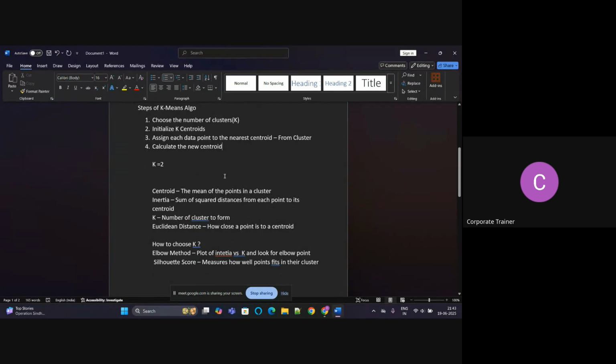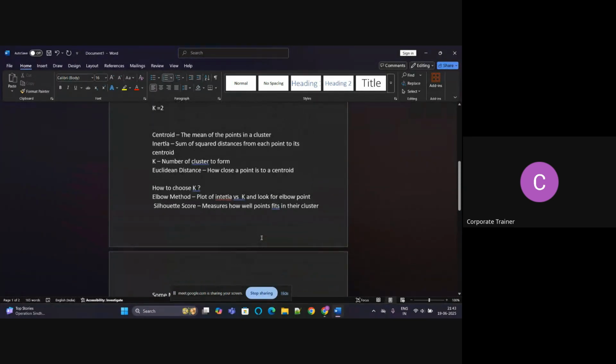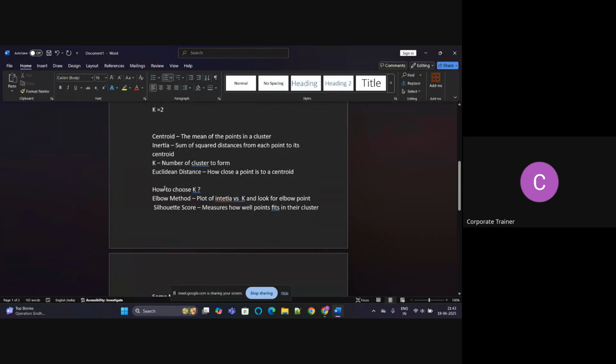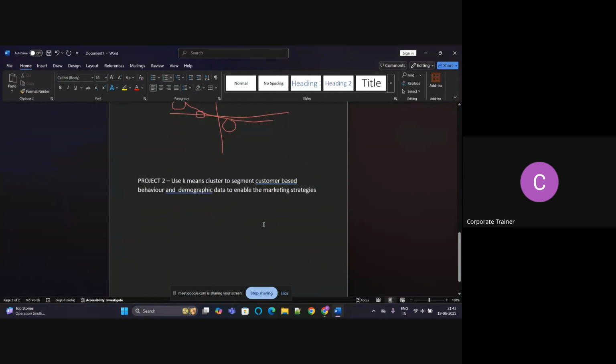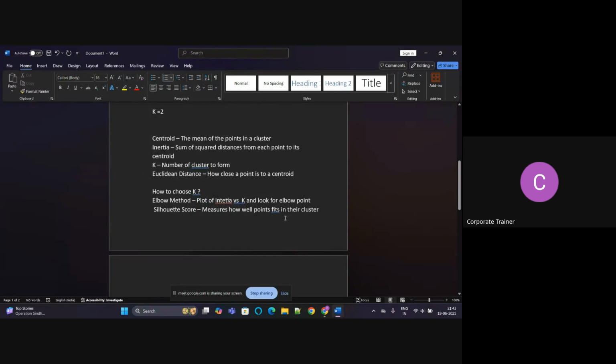Some mathematical things you have to remember. I told you the formulas that are required. Apart from this, you can use the elbow method and silhouette score method. They can help you figure out the number of clusters. Two things I missed, that is how it actually shows graphically. I'll document it for you. I hope you understand the core concept of k-means clustering and how you can use it.